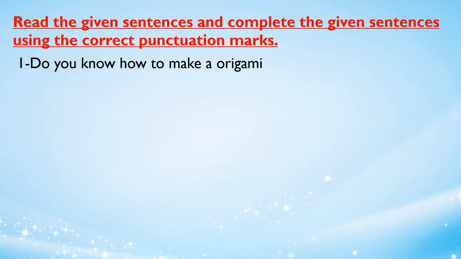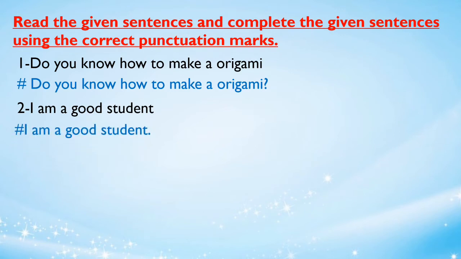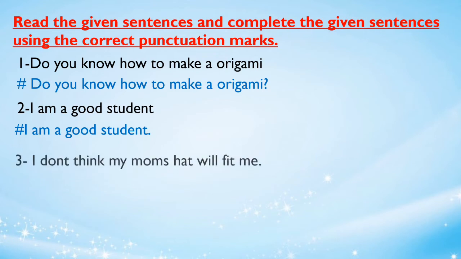Here it asks a question, so we use a question mark to complete this sentence. Do you know how to make origami? We put a question mark at the end of a sentence. The second one: I am a good student. So we use a full stop, a period, to complete the sentence. We use a full stop at the end of each complete sentence.